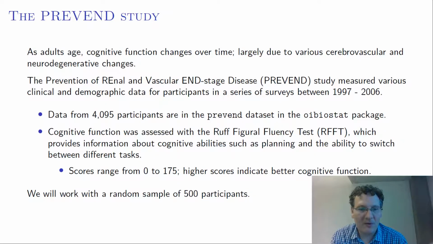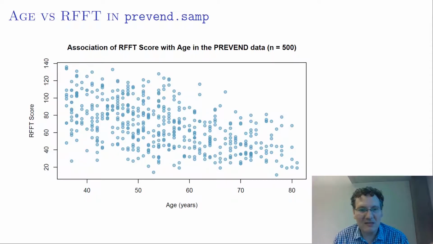We'll be looking at the scores for the fluency test, this cognitive test ranging from 0 to 175, and a random sample of 500 from this 4,000 individual data set. So we're looking at the relationship between age and their cognitive score from 0 to 175. Here is a scatter plot. We're going to put the predictor variable, age, as the horizontal variable, and you have your response variable, here the cognitive score, as your y variable, the vertical.